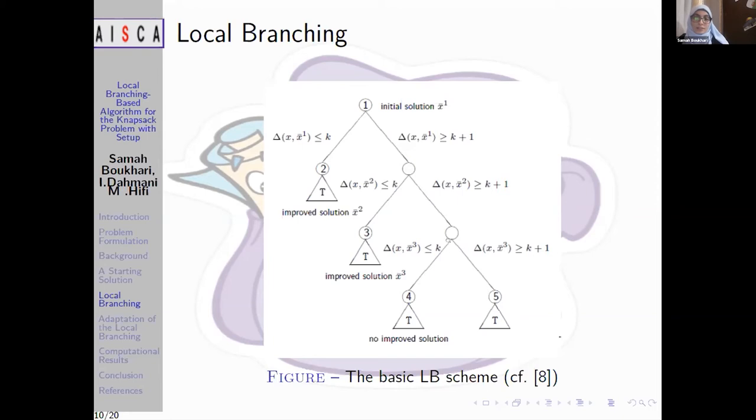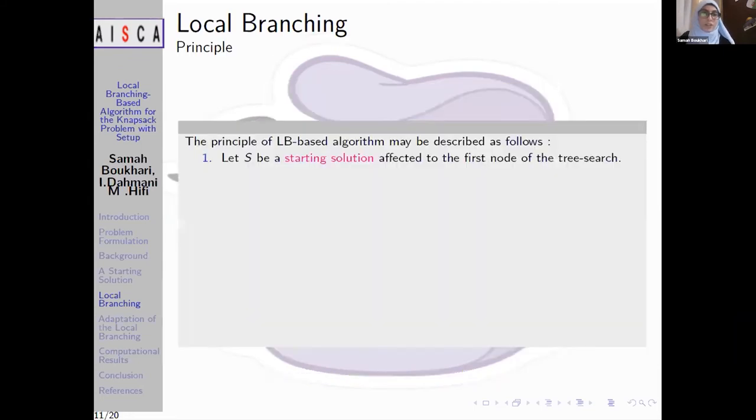And in this node, we also inject the delta constraint relative to x3, and in the fourth node we have no improved solution. So in node 5 we stop, we track the branch.